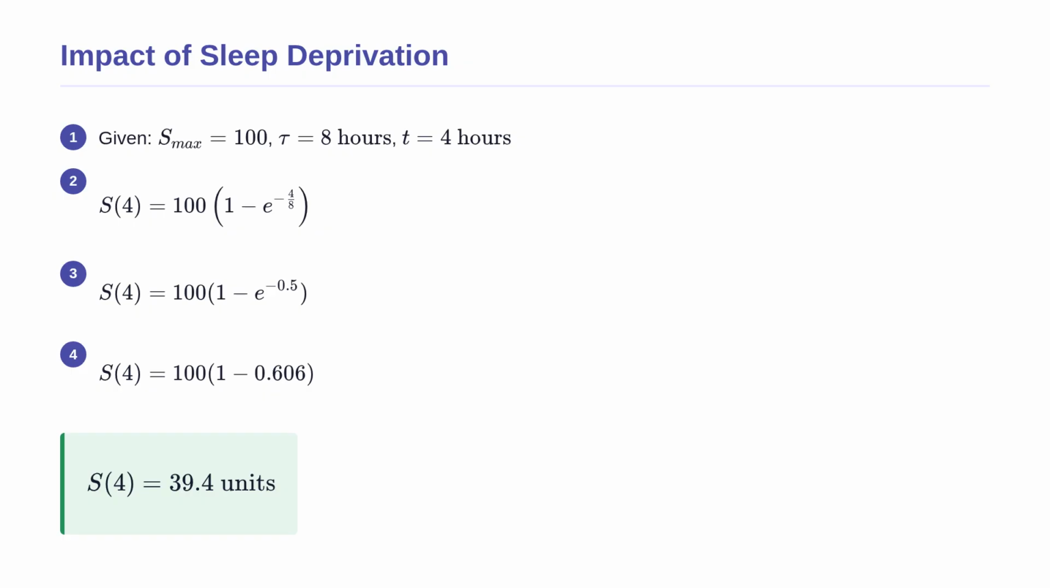The exponent now becomes -4/8, which simplifies to -0.5. The value of e to the -0.5 is 0.606. This large number means over 60% of the memory is still highly unstable. Subtracting from 1 and multiplying by 100 gives a final answer of only 39.4 units. The memory strength has dropped drastically.